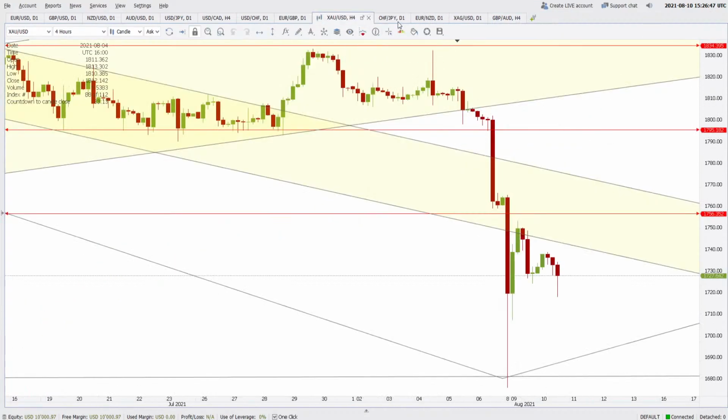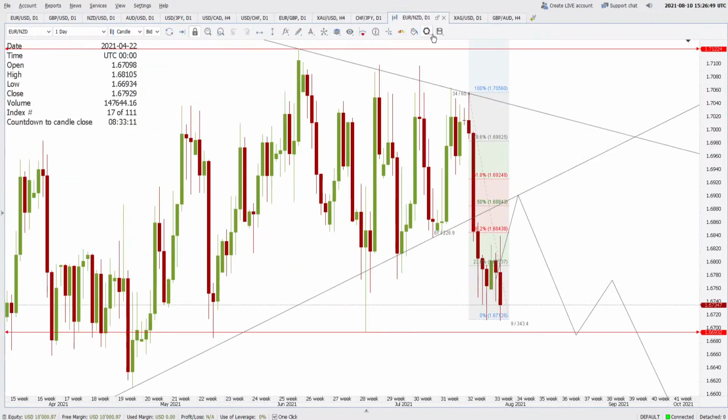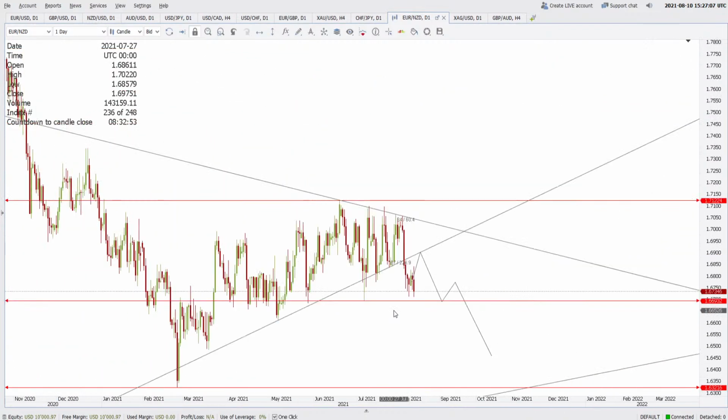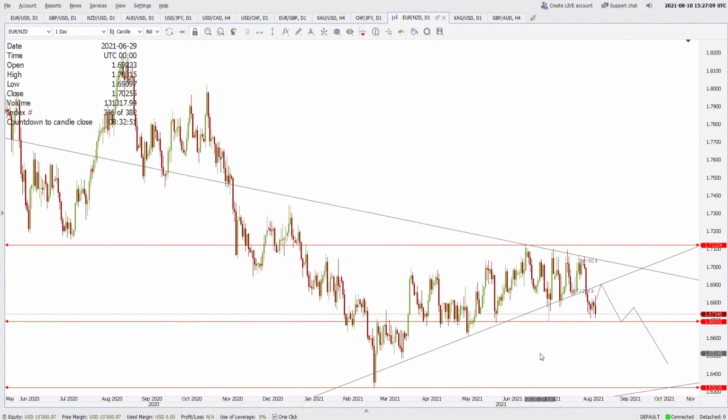But yeah, gold is done, CHF is done. Now talk about Euro New Zealand. This is the pair that I am most interested in. Why? Euro is looking very weak. New Zealand is which I am bullish on. Although it has been selling off from 1.7 all the way down to 1.67, it still has a lot of room to go down.